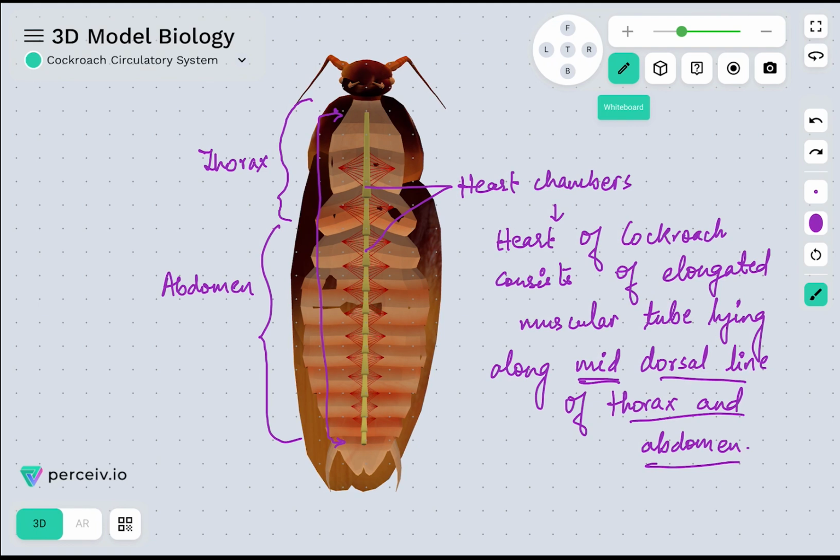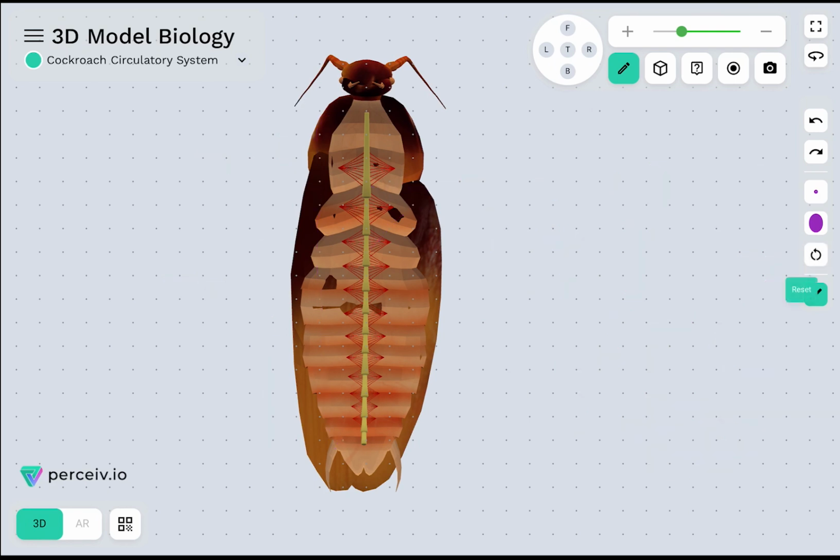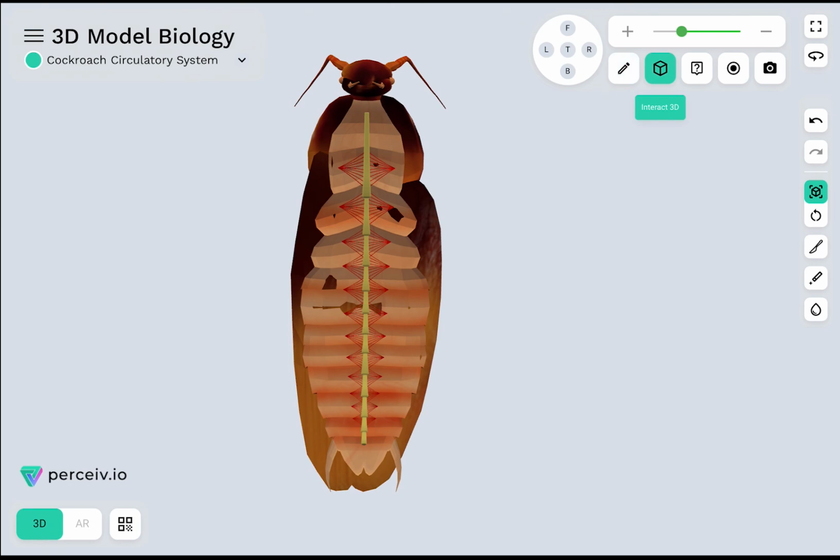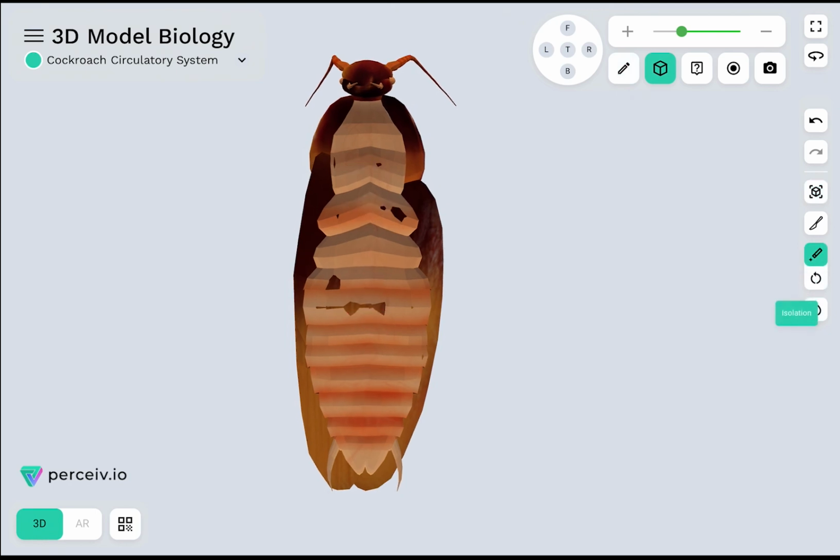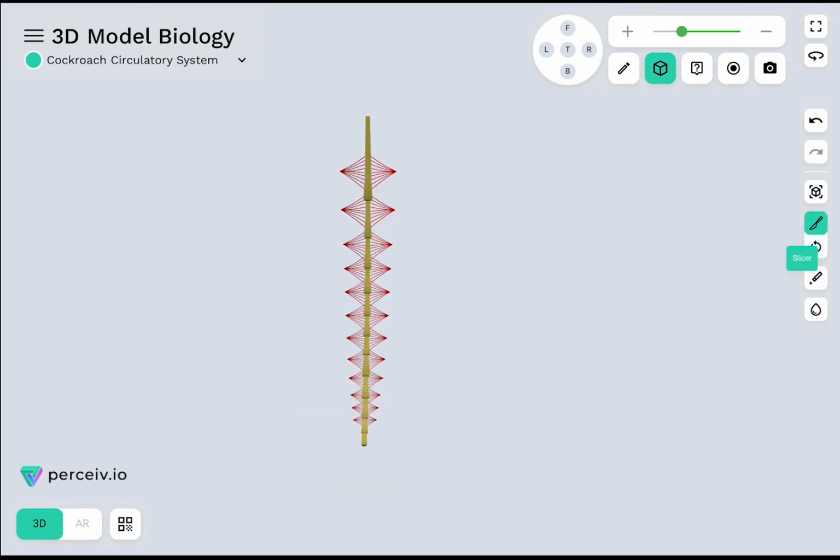Now these heart chambers are differentiated into funnel-shaped chambers, you can say. And heart chambers in the case of cockroach are usually 13 in number. We'll be labeling it as well. So if I just again isolate this part as well.